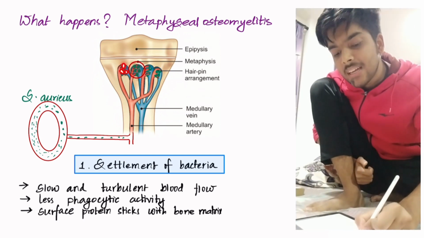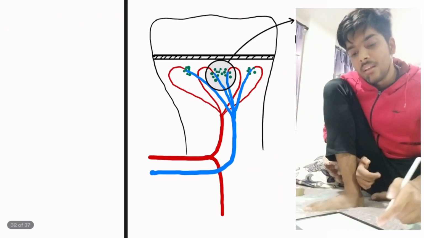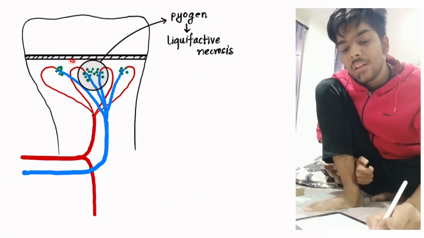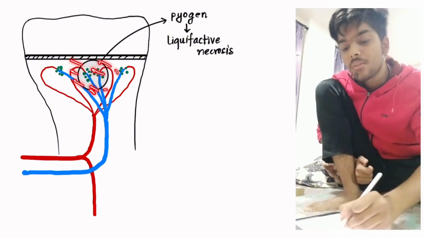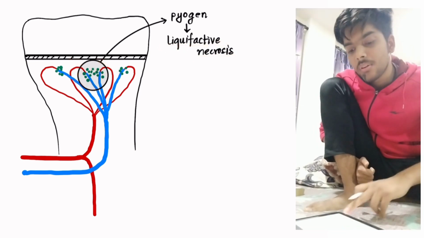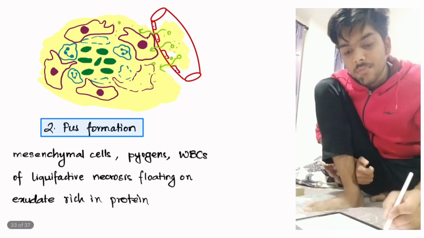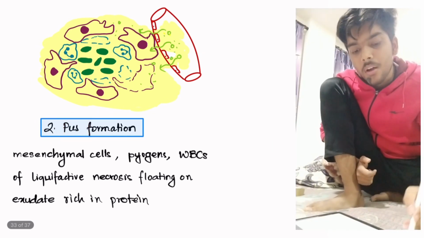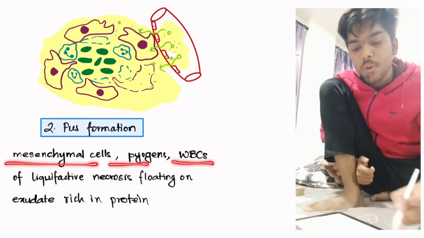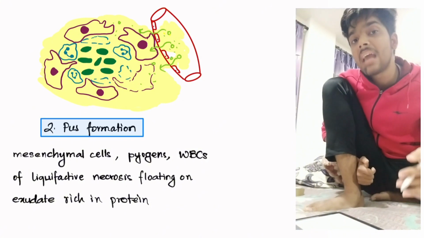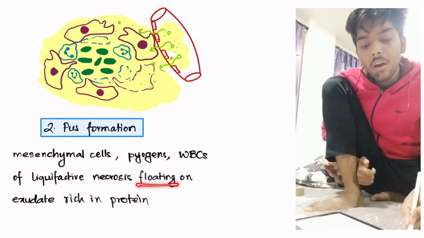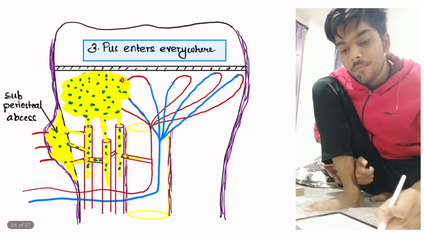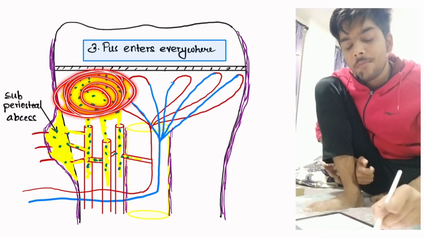Once the bacteria settles here, it proliferates. The bacteria is pyogenic, so after proliferating, it brings about necrosis of the tissue, and the necrosis it brings about is liquefactive necrosis. In liquefactive necrosis, formation of pus takes place. Pus is nothing but a bunch of mesenchymal cells, pyogens, WBCs that are either dead, dying, or alive, all floating on an exudate which is rich in protein. The pus has formed at this particular region, at the region of infection.